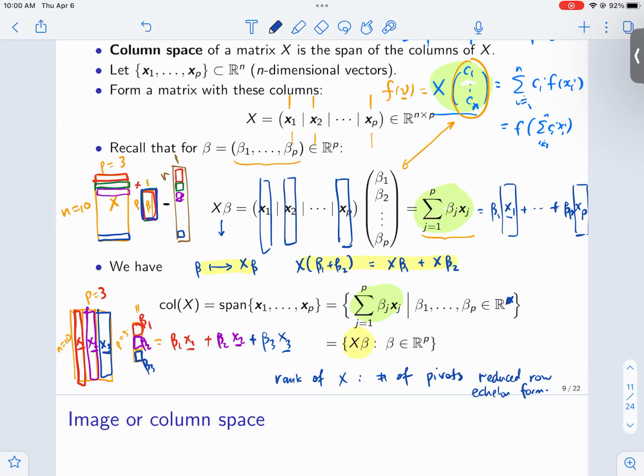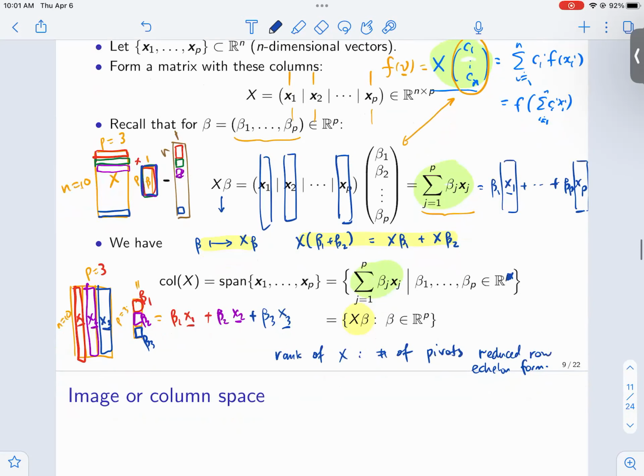But if the vectors are not linearly independent, then the rank would be less than P, because although they span what you care about, which is the column space by definition, they're not linearly independent. So you have to pick a set of linearly independent vectors that span the same thing, and that set has to have a smaller number of elements. And so the rank would be smaller, okay?